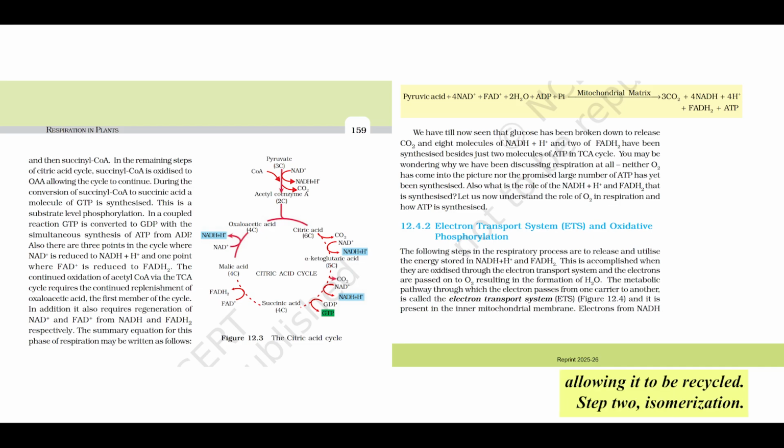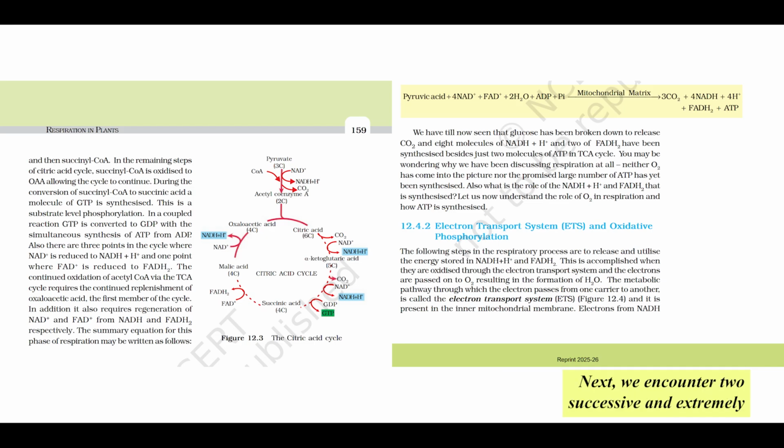Step 2, isomerization. The 6-carbon citrate molecule then undergoes an isomerization reaction. This means its atoms are rearranged to form an isomer called isocitrate. This step simply changes the molecular structure, preparing it for the next stages.